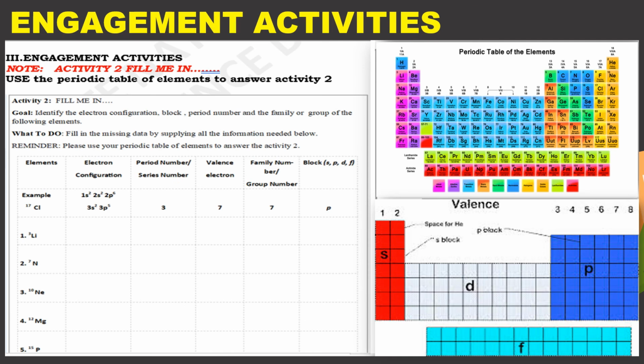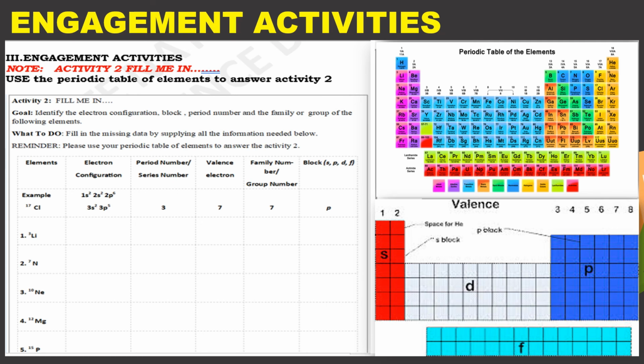How about the valence electron? The valence electron is the same as the group number or the family. So if you're going to check on your periodic table, chlorine is located in family 7. So you have 7, and remember that the valence electron is the same as the group number. And how about the block? The last electrons occupied by chlorine is P. So you have 3p5. So the block is P block.